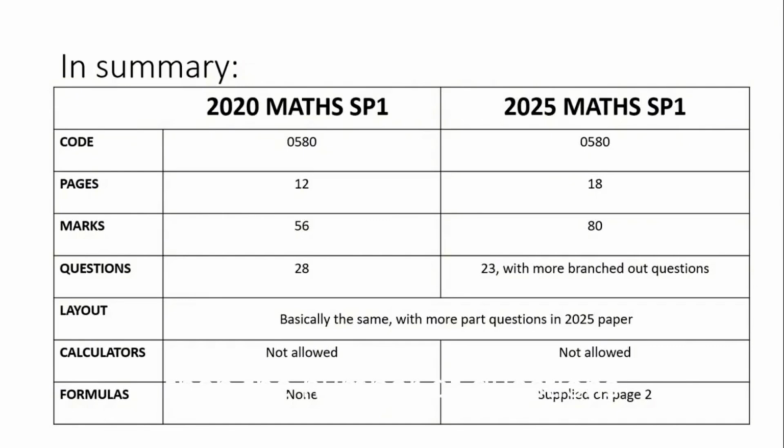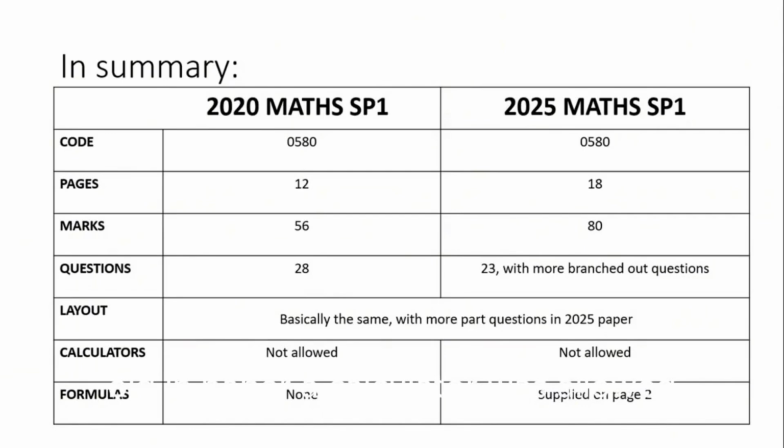Then the number of questions has slightly decreased, yet the questions are more branched, which means that they've got more parts, part A, B, C, D, E, F. So one question may take 2 or 3 pages. Then the layout is basically the same, but as we've noted, there are more part questions in the updated paper.